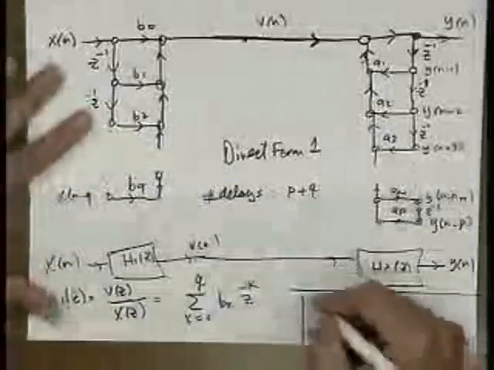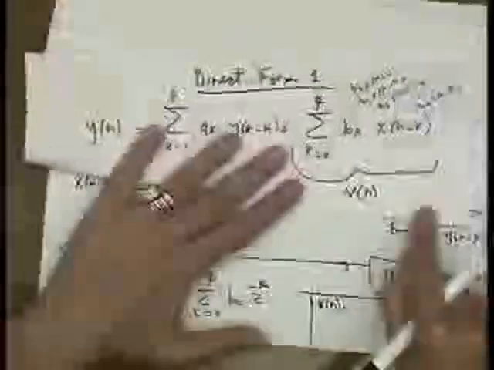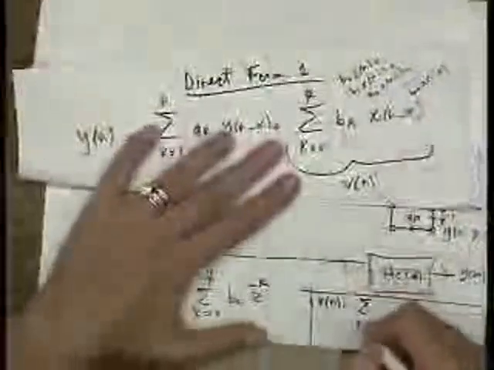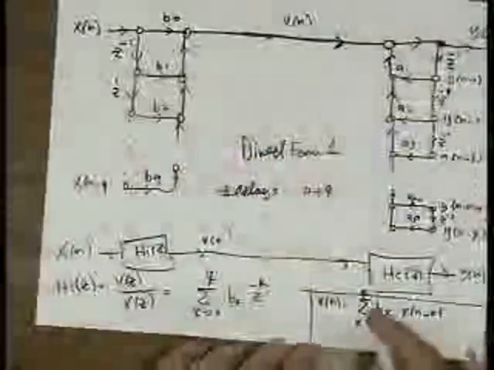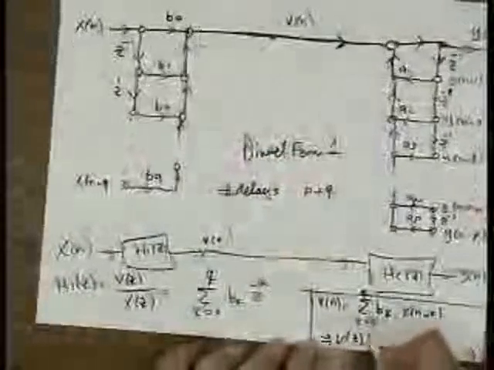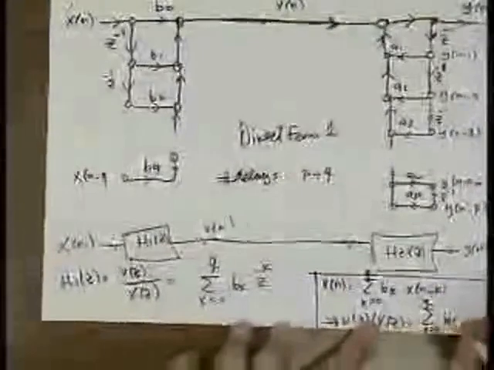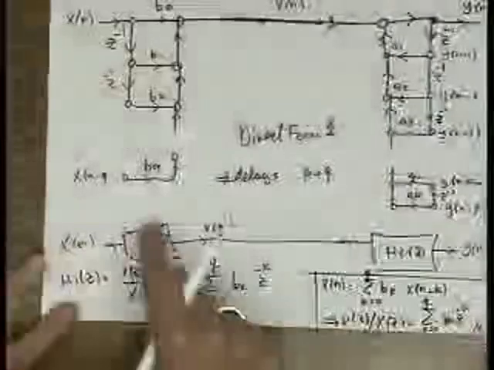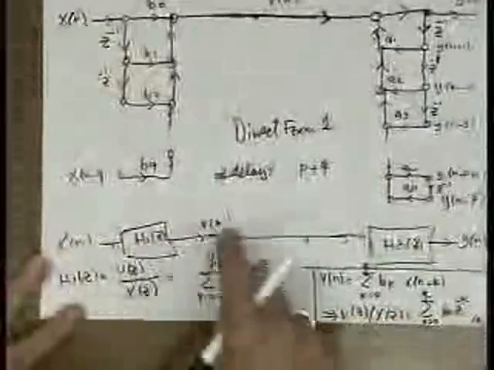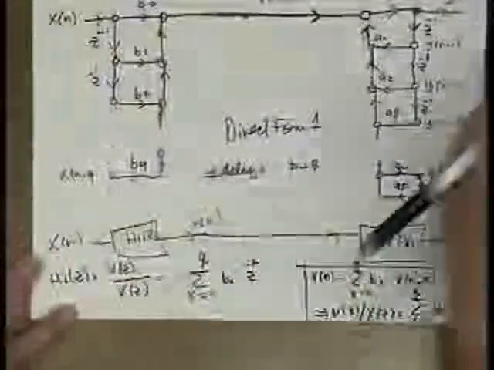And the reason is, I'm going to repeat that so that you know it, v of n is given by this summation. It's given by summation k equals 0 to q of b sub k x of n minus k. Because v of n is this, that means v of z over x of z is just this whole thing, summation k equals 0 to q of b sub k z to the minus k. That's the reasoning for that. Okay? So there's a transfer function here that relates v to x, and then there's another transfer function, h2 of z, that relates y to v.